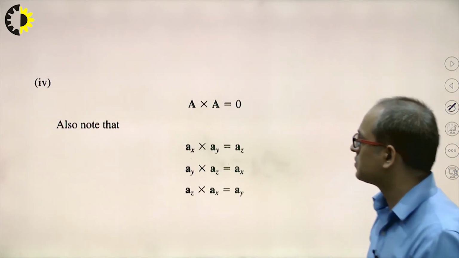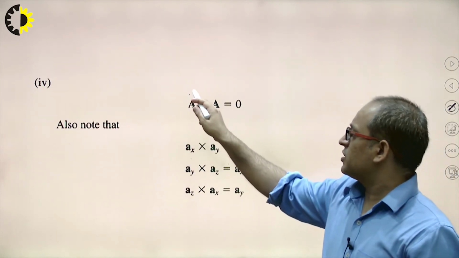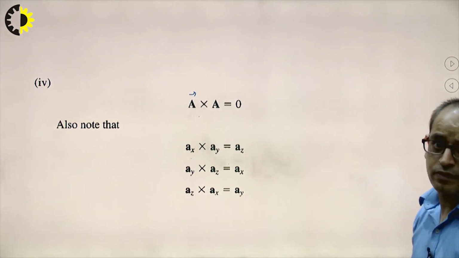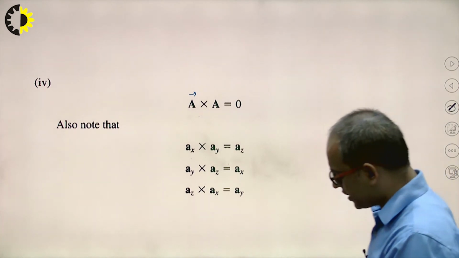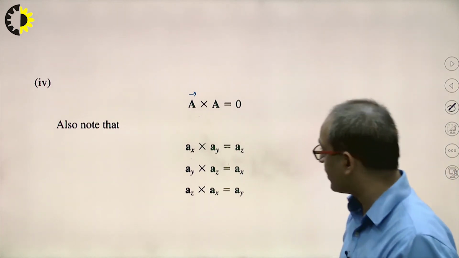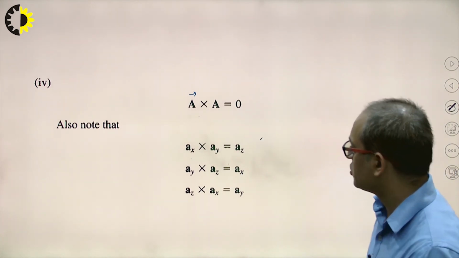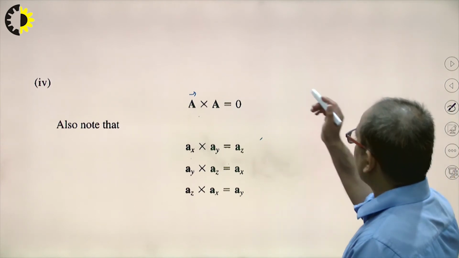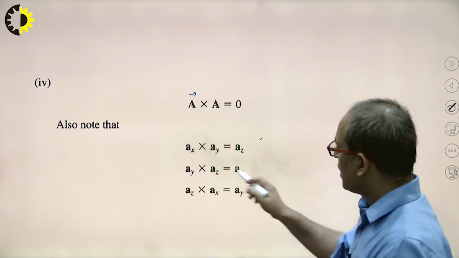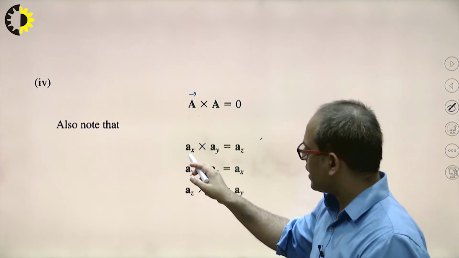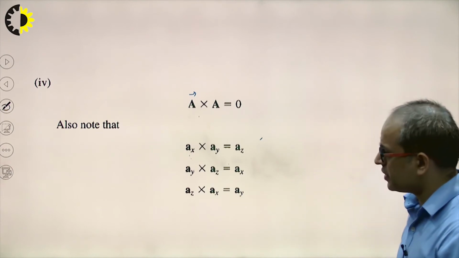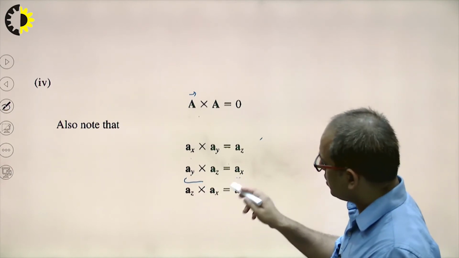Another one is, if I multiply two same vectors, the cross product of two same vectors is always equal to what? 0 degree. Another one is what? See this one: a cap x, the unit vector, cross a cap y is equal to a cap z. How does this come?